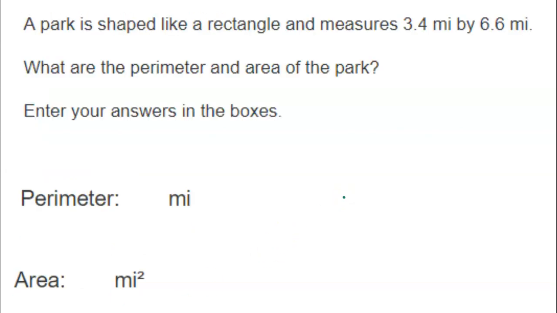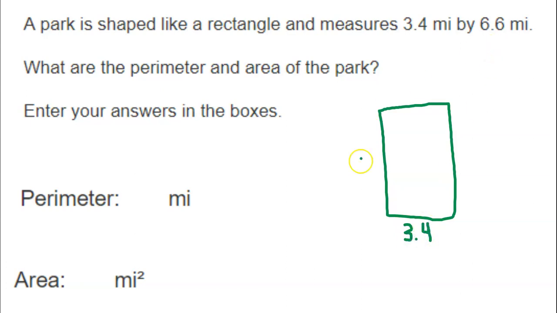A park is shaped like a rectangle and measures 3.4 miles by 6.1 miles. Okay, so we have a park. It's shaped like a rectangle. Go ahead, draw it out if you need to. And it's 3.4 miles. We're going to consider that the base. And 6.6 miles, we're going to consider that the height. Okay. What is the perimeter and the area of the park?